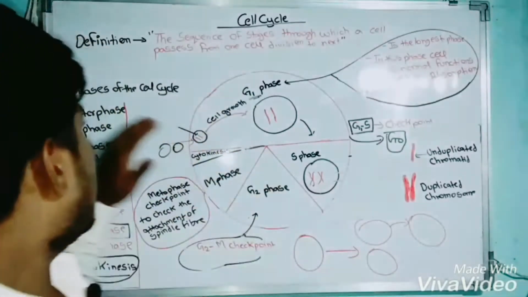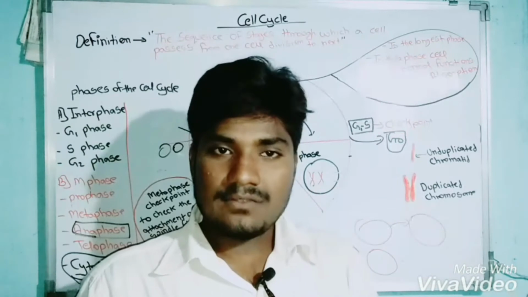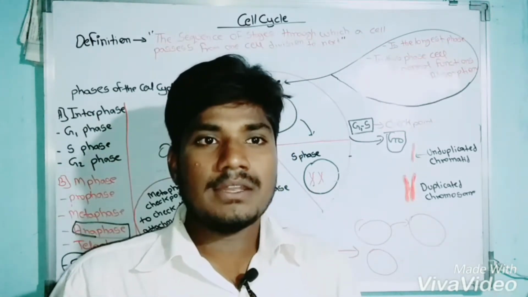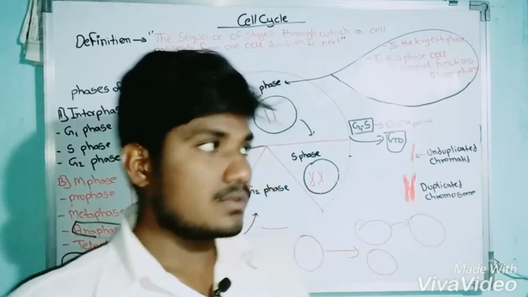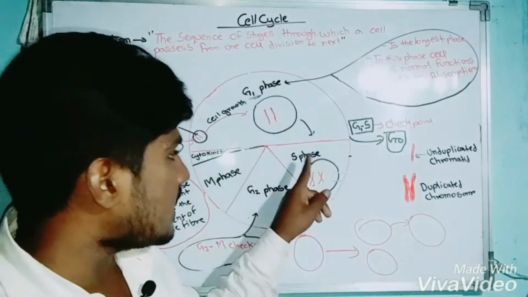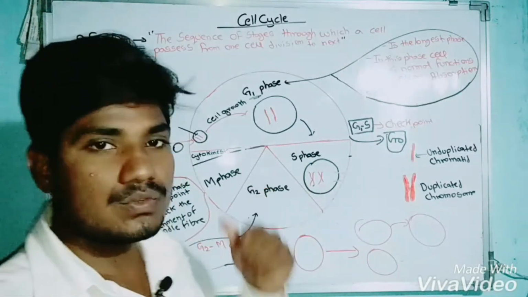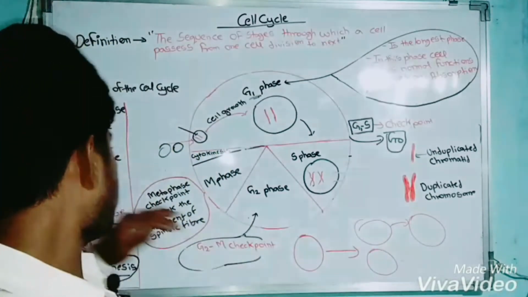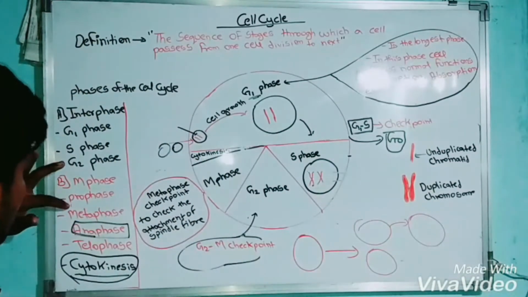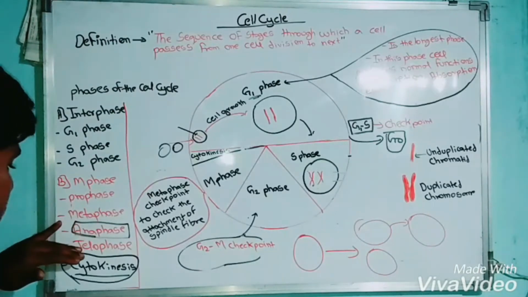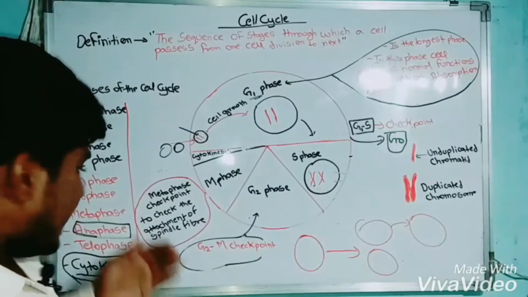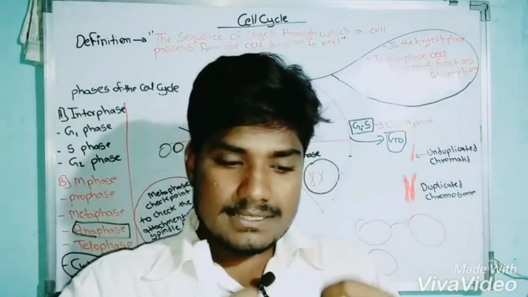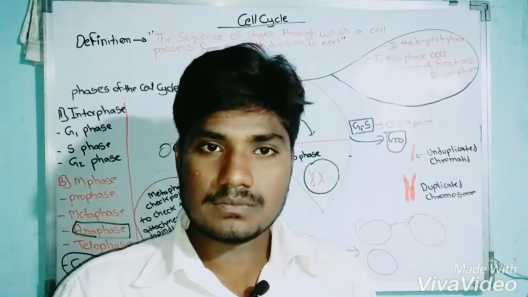First one is interphase and the second one is M phase. In interphase, there are three different phases. First one is G1 phase, S phase and G2 phase. In M phase, there are different phases like prophase, metaphase, anaphase and telophase. And cytokinesis is the phase in which cells get apart from each other.